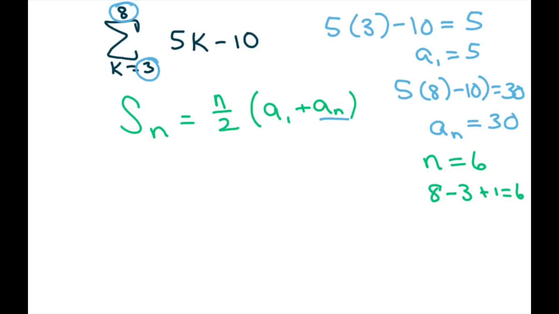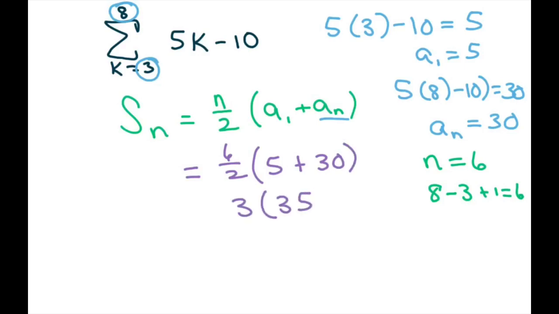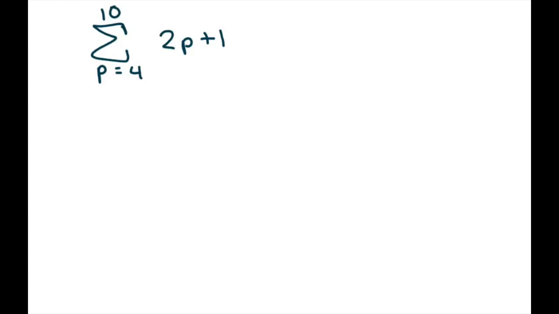Alright, so now you just plug everything in. So n is 6, first term is 5, your last term is 30 here, so you get 3 times 35, and I believe that's 105. So 3 times 35, I just want to make sure I do my video right, so 105.